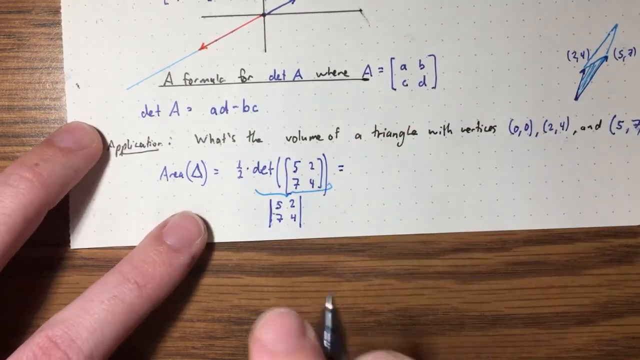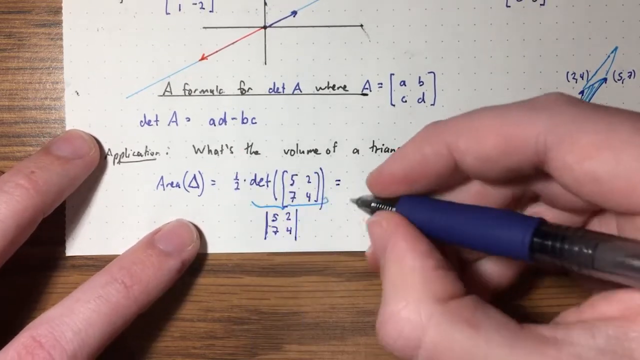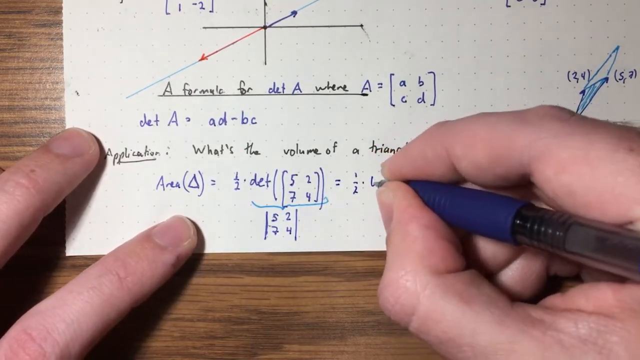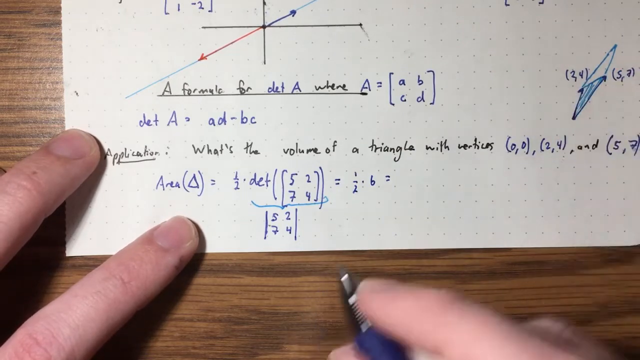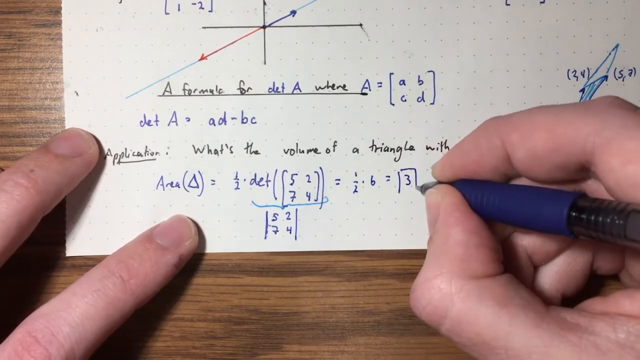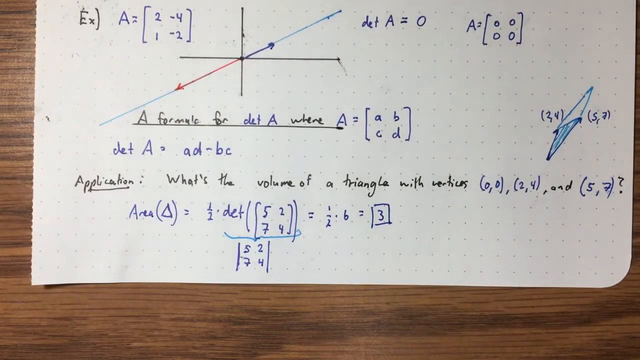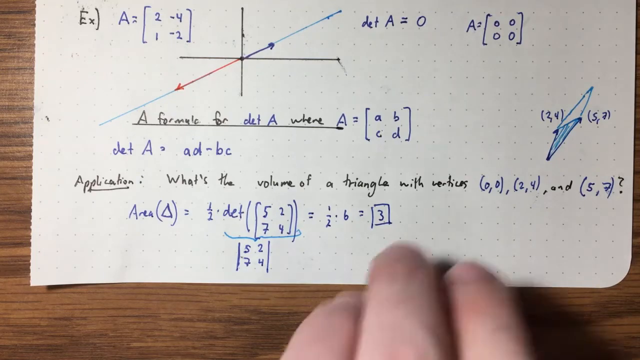So what's the determinant of this matrix? Well, it's 20 minus 14 by the formula, which is 6. That's half that, right? Because I'm just taking that triangle, so I get 3. Okay, so we can use determinants to calculate areas if we have the formula. But that was just in 2 dimensions.